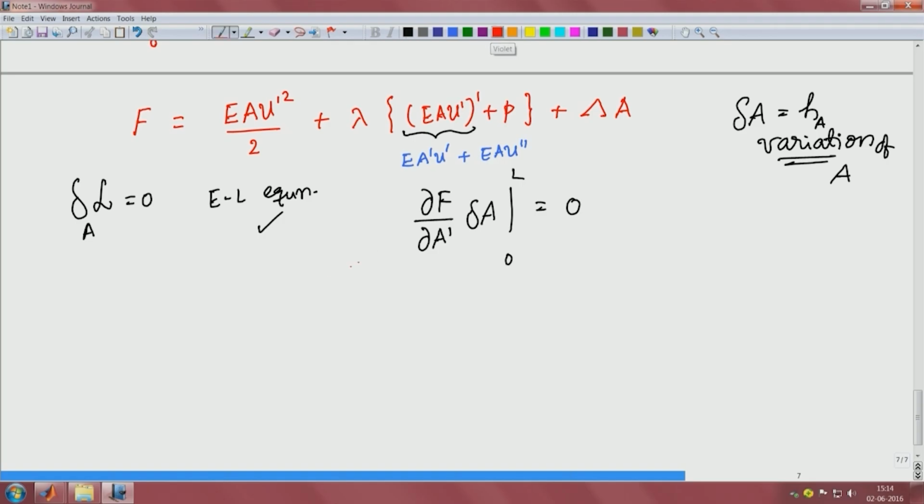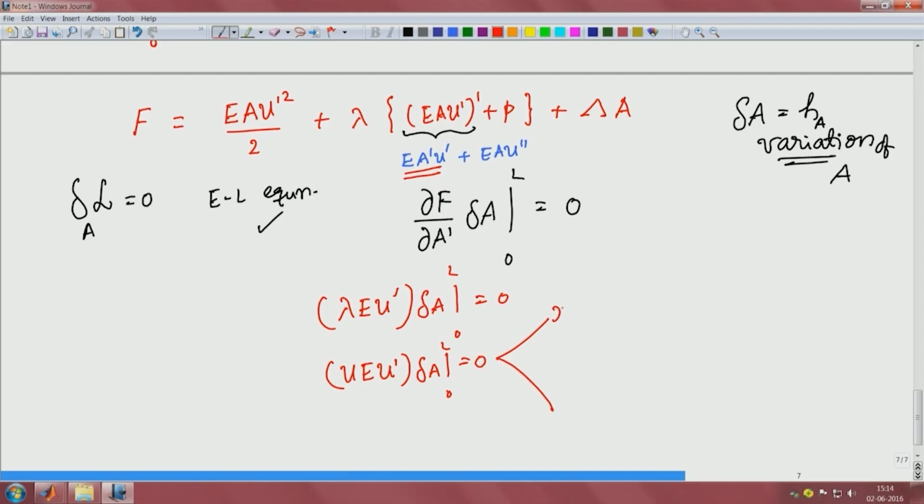In this particular case, where is ∂f/∂a'? It is over here, right? That is the term that has a prime, that gives us λ E u'. That will be ∂f/∂a' times δa at either end, which should be equal to 0. Again, we also know that λ is equal to u in this problem. So this becomes u E u' times δa at either end should be equal to 0. First let us consider x equal to 0 and then consider x equal to L.